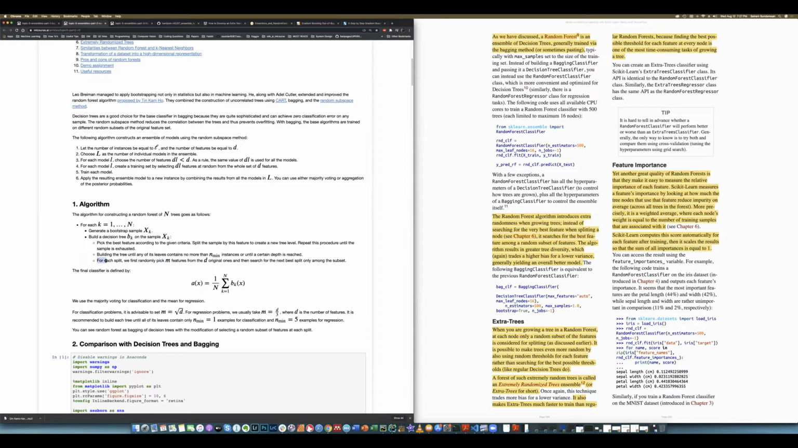But then I think this is the line that we are interested in. For each split, we first randomly pick M features from the D original ones, and then search for the next best split among the subset. Yep. So essentially, the total number of features is equal to D, and you are choosing a random set of M features for a split, and then you find the best split on those, and then you repeat this process on M features until you reach the terminating criteria. Is that a correct way to put it?